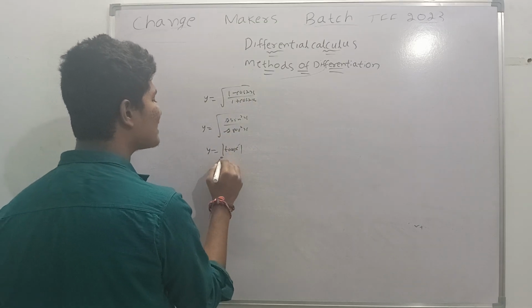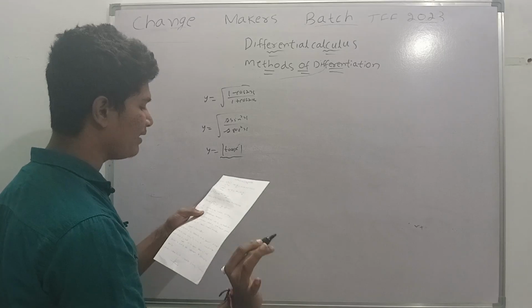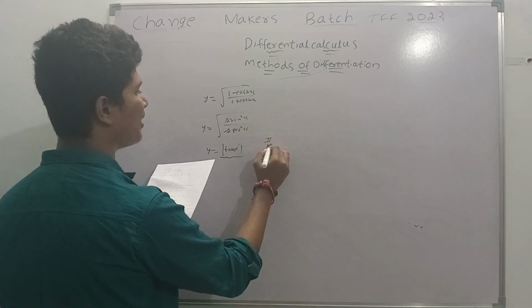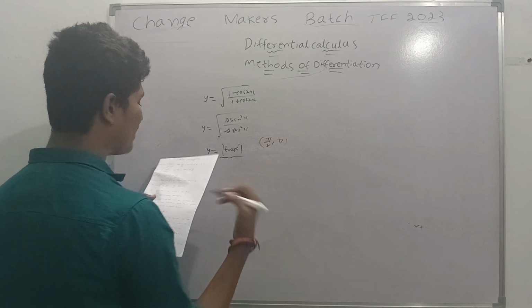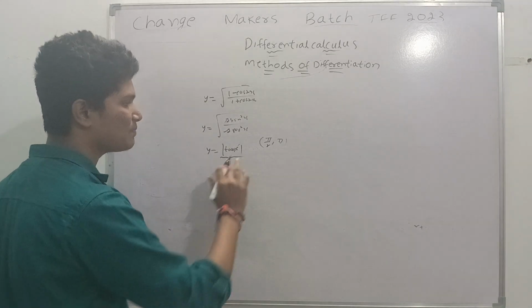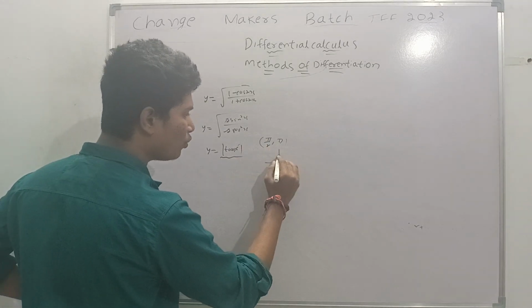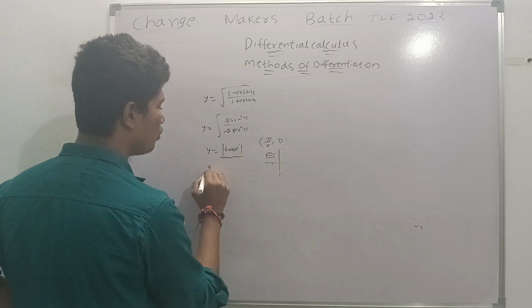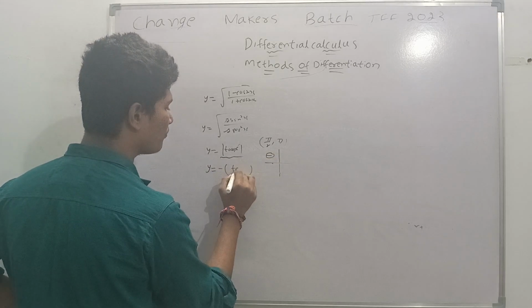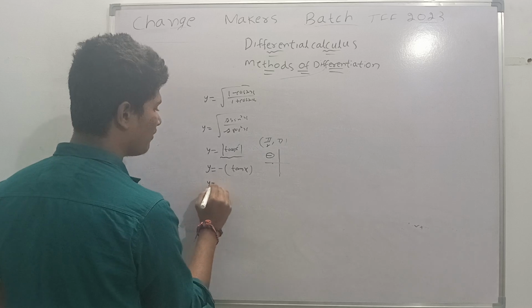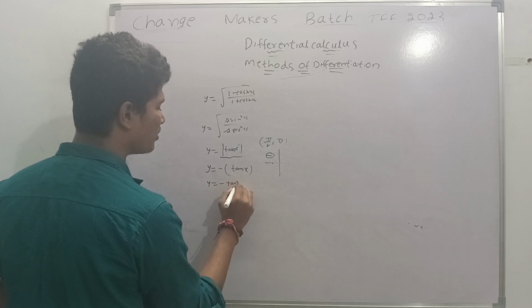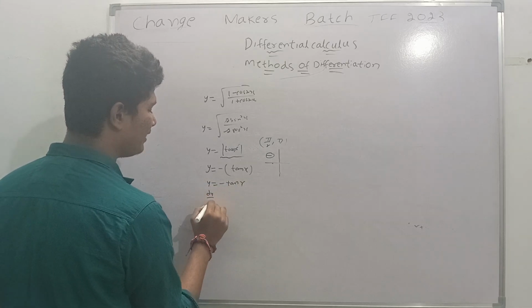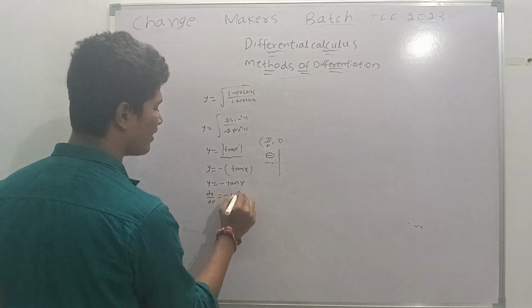But you have to see the sign of this modulus. They have given that the region is pi by 2 to pi. They gave the region for differentiation, that is pi by 2 to pi. For pi by 2 to pi, what is the value of tan x? Negative. So you have to open this modulus with a negative sign. Understand? y equal to minus tan x. Now we have to differentiate. dy by dx equal to minus secant square x.